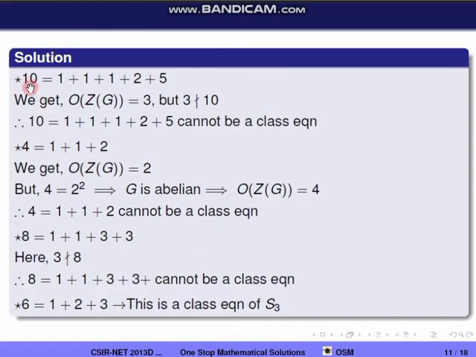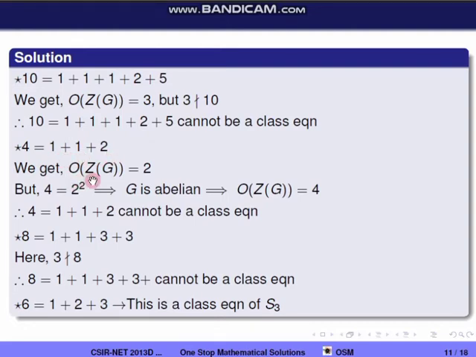First option, 10 is equal to 1 plus 1 plus 1 plus 2 plus 5, and we know the order of Z(G) is equal to the number of ones. Here there are 3 ones, so the order of Z(G) is 3, and it should divide the order of G. We have the order of G equal to 10, but 3 does not divide 10, so this cannot be a class equation. Second option, 4 is equal to 1 plus 1 plus 2.